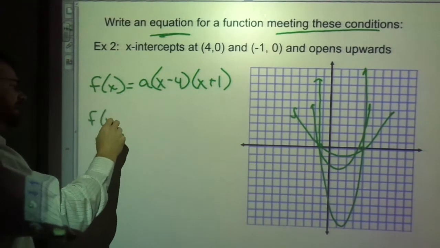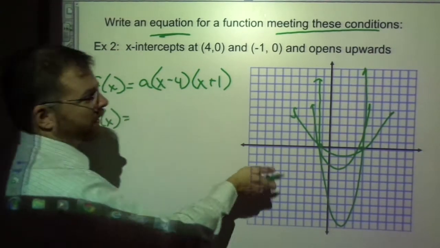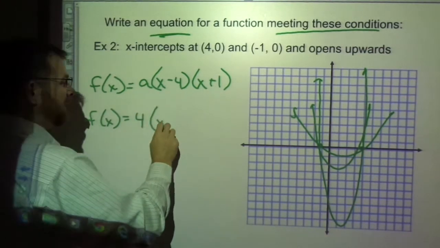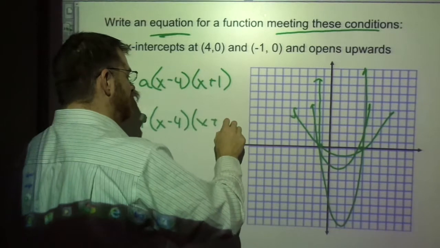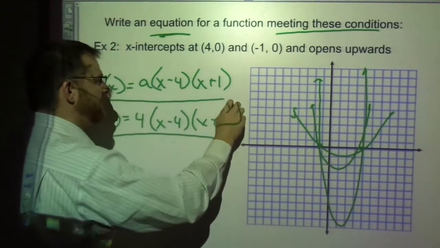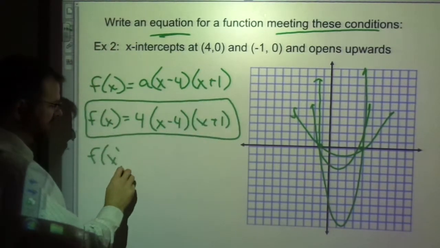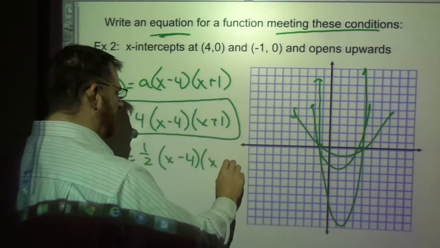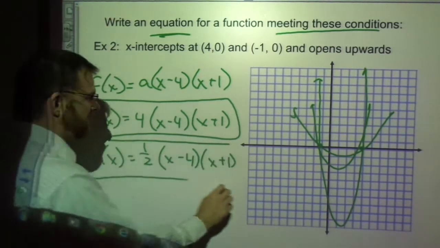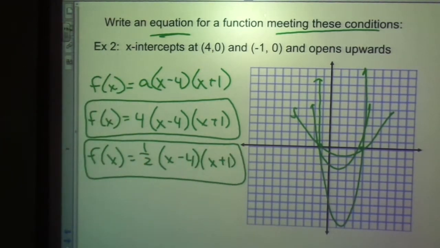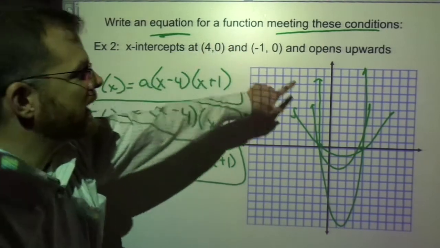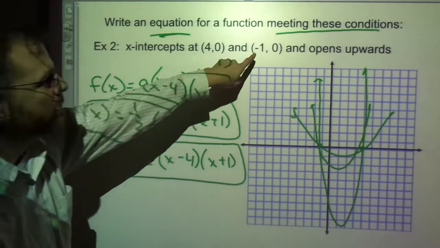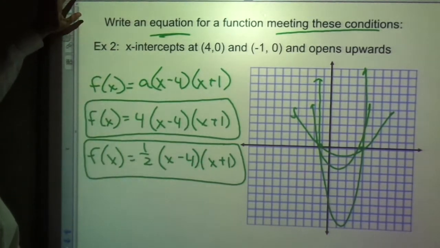So I could say that I know it's going to be a positive number because it opens up, but I could say 4, x minus 4, x minus 1. Here's a possible answer, and this is right. That would be very skinny. Or I could pick one that would be very fat and say 1/2 x minus 4, x plus 1. As long as my front number is positive, I've got the right answer. And as long as these represent the x-intercepts that I'm looking for, so that when 4 goes in here, it makes that 0. When -1 goes in here, it makes that 0.